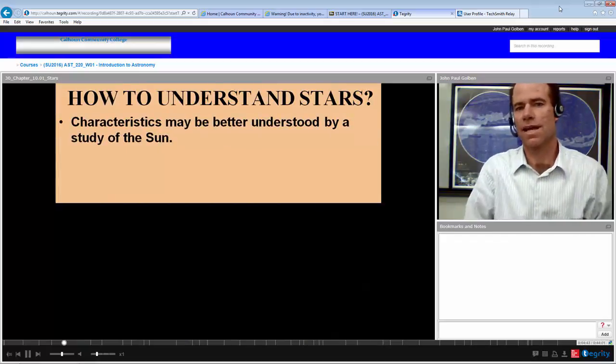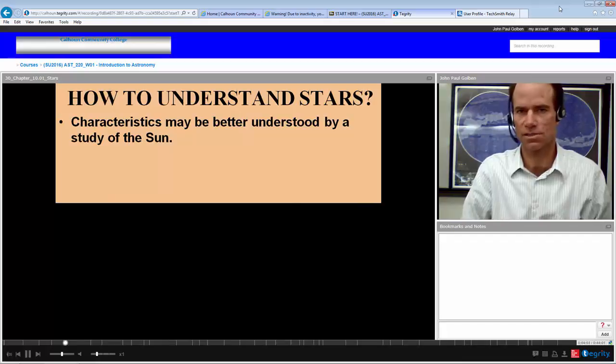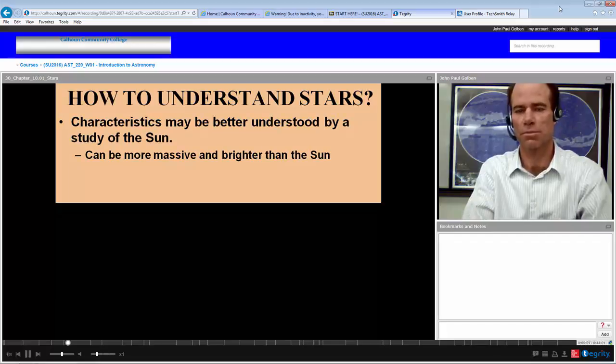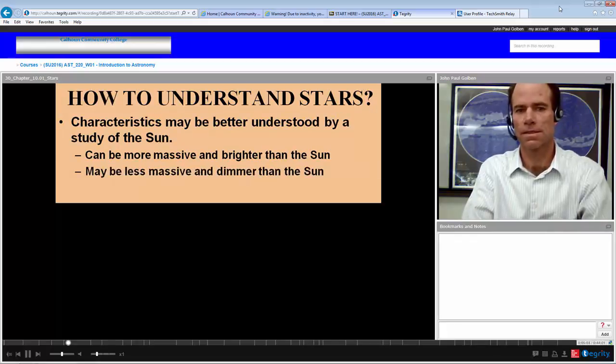How to understand stars? Well, the best way to understand stars is to study our own sun, because our sun is a star and it's close to us, so it would be best to try to understand the sun as best we could. Other stars can be more massive and possibly brighter than our sun. Other stars may be less massive and dimmer than our sun. So hence there are variations, but it's always good to start with something that you know and start with a focal point.